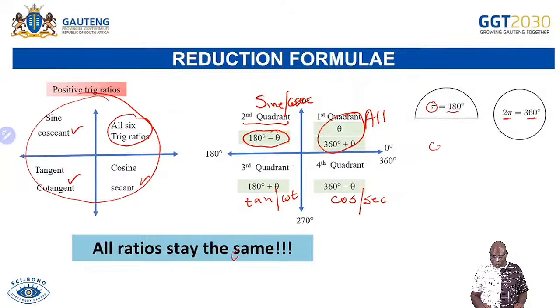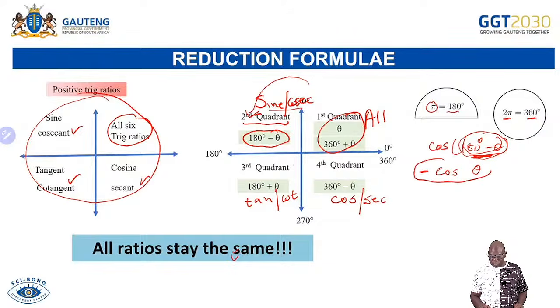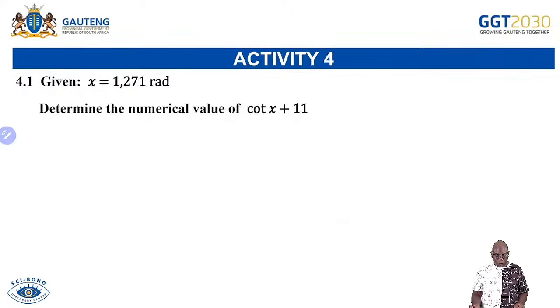If I've got cos of 180 degrees minus theta, I just check this. I just put a cos here and put an angle. I check, in which quadrant is this thing? In the second quadrant. In the second quadrant, is the cos negative or positive? There's no cos in the second quadrant, so it must be negative. And that is all that I'm doing. I'll show you when we get to the questions.